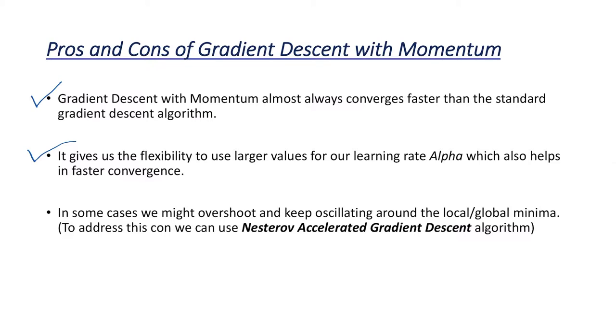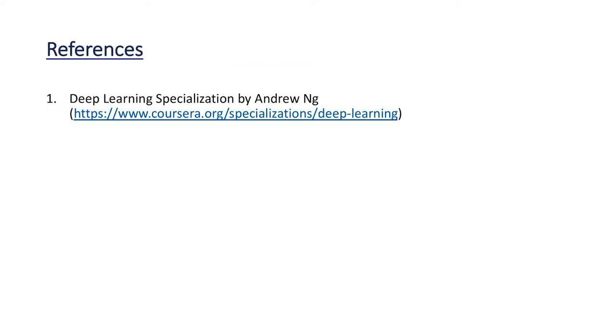And one of the cons of gradient descent with momentum is that in some cases it might overshoot our global minima and just keep oscillating around it. But we can address this con by using another variant of gradient descent with momentum, which is called the Nesterov accelerated gradient descent algorithm. So, thank you.